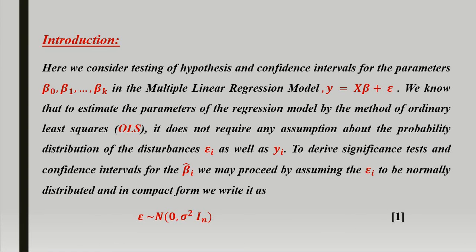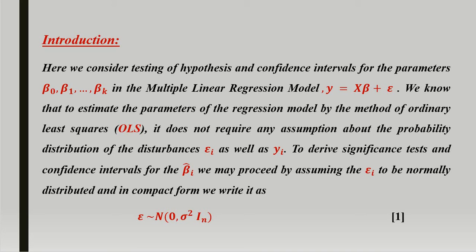Here, we consider the testing of hypothesis and confidence intervals for the parameters beta naught, beta 1 up to beta k in the multiple linear regression model. This is in matrix form y equal to X beta plus epsilon. So we know that to estimate the parameters of the regression model by the method of ordinary least squares, it does not require any assumption about the probability distribution of the disturbances epsilon i as well as the yi.